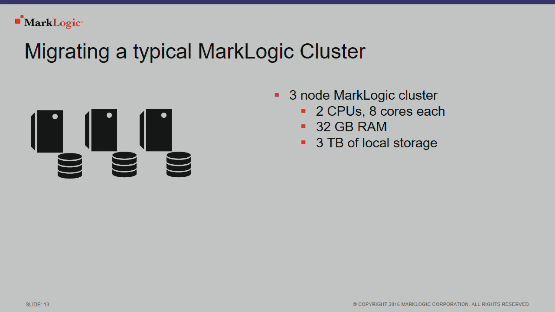So how would you migrate a typical 3-node cluster? So what would you do? So say you have a system out there. It's say a 3-node cluster. You have 2 CPUs, 8 cores each. Got a fixed set of RAM and 3 terabytes of local storage. So how would you go and actually build that in an Amazon type of environment?